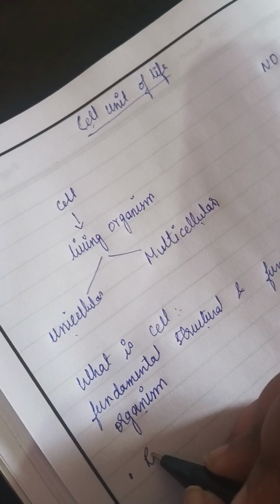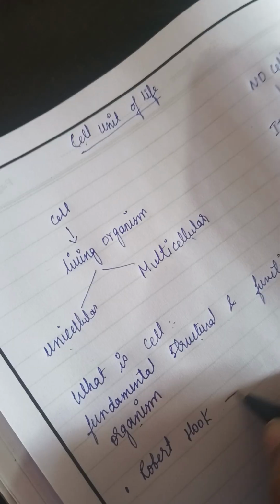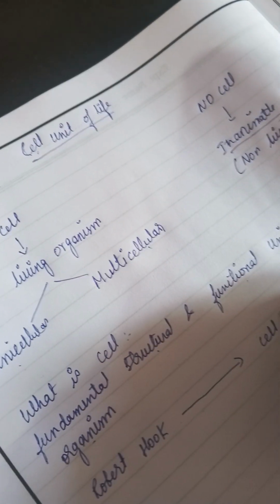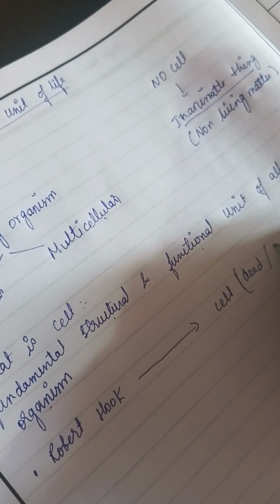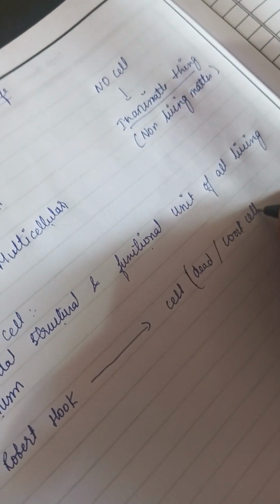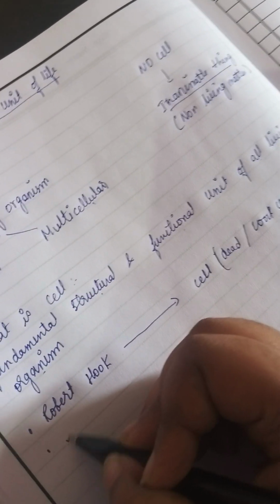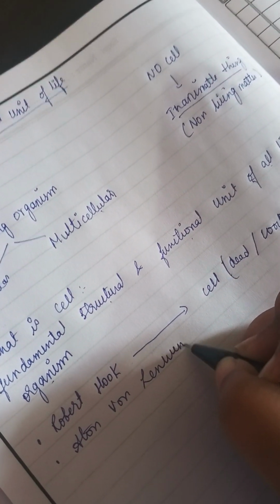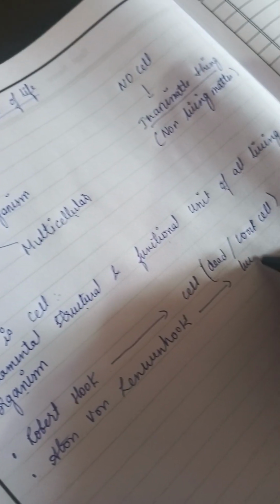Okay, first we'll study about Robert Hooke. Robert Hooke found a cell, but the cell was dead, a cork cell. Then the living cell was found by Anton von Leeuwenhoek. He found a live cell.